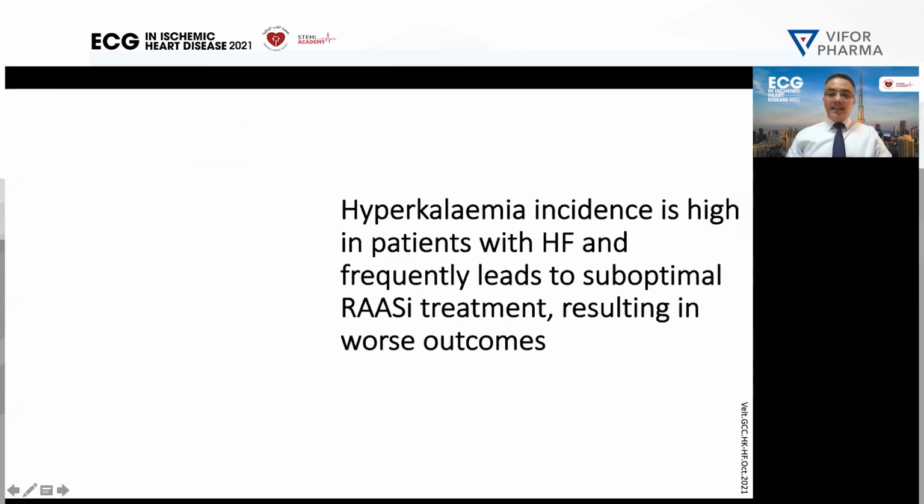Let's come to hyperkalemia as an incidence in those heart failure patients, which frequently leads to suboptimal RASi treatment, and this will result in worse outcomes.